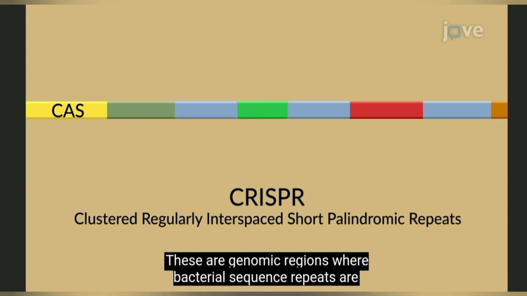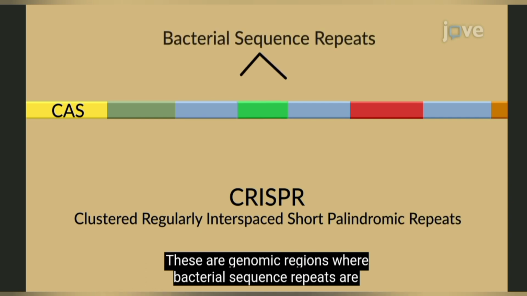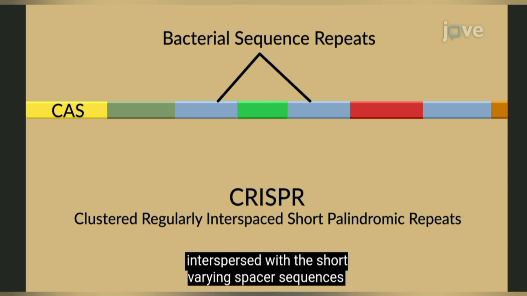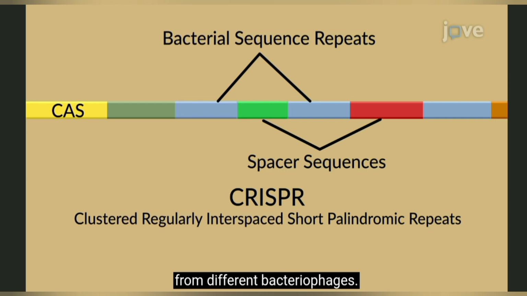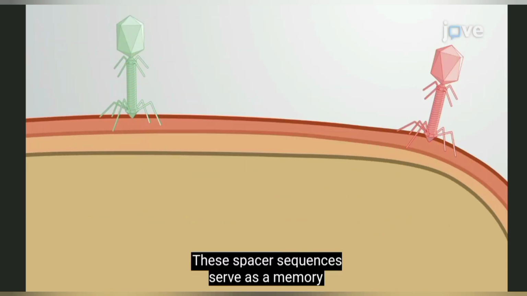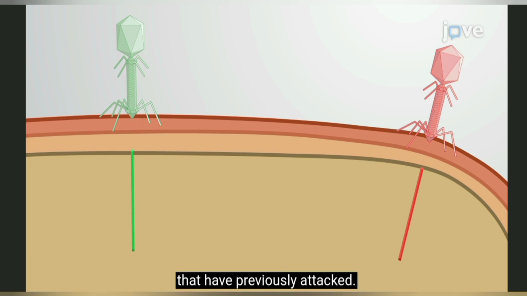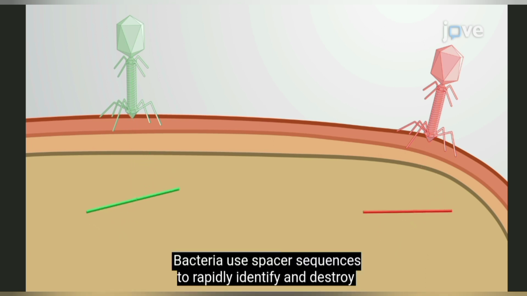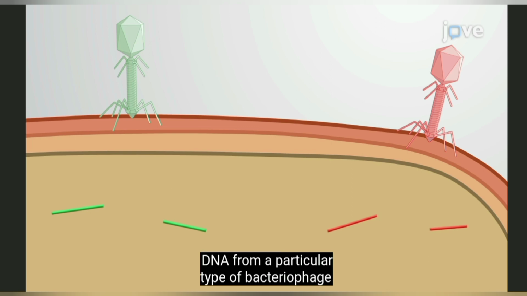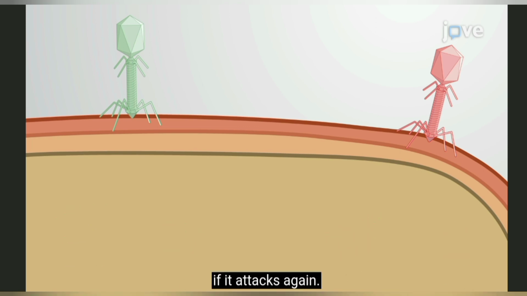These are genomic regions where bacterial sequence repeats are interspersed with the short varying spacer sequences from different bacteriophages. These spacer sequences serve as a memory for the bacteria of all the bacteriophages that have previously attacked. Bacteria use spacer sequences to rapidly identify and destroy DNA from a particular type of bacteriophage if it attacks again.